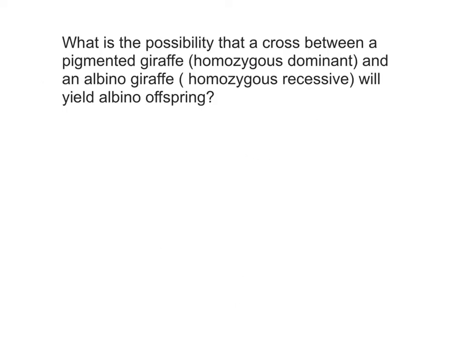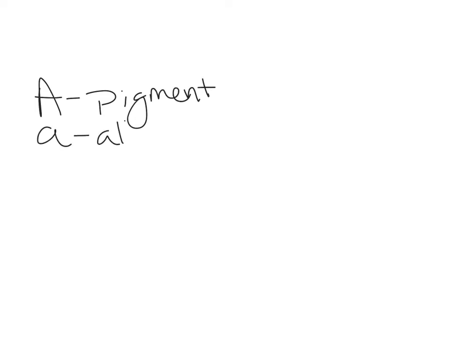Here's another practice problem. What is the possibility that a cross between a pigmented giraffe, who is homozygous dominant, and an albino giraffe, homozygous recessive, will yield albino offspring? This second problem is very similar to the first. So we're talking about pigmentation versus albino. So a pigmented giraffe, let's use big A for pigmentation, and we'll use little a for albino.